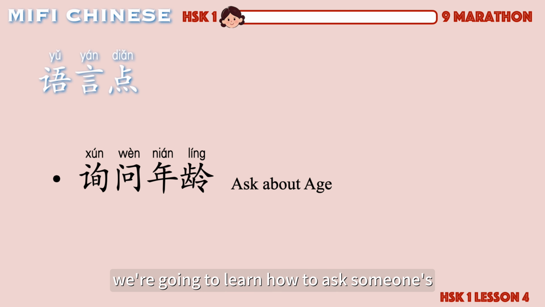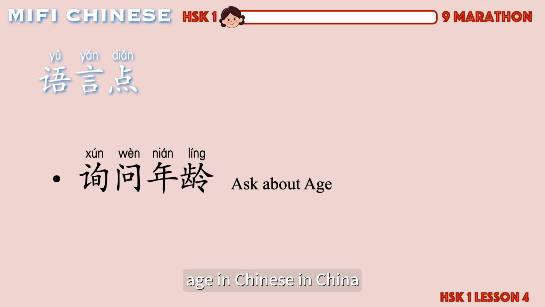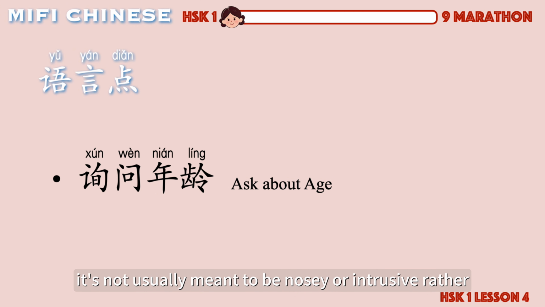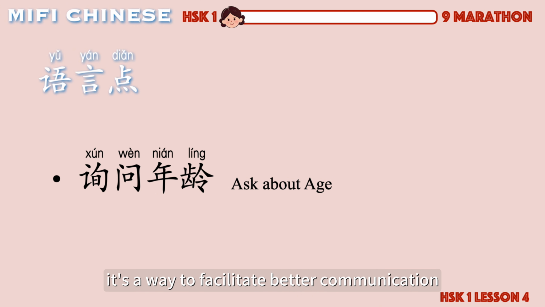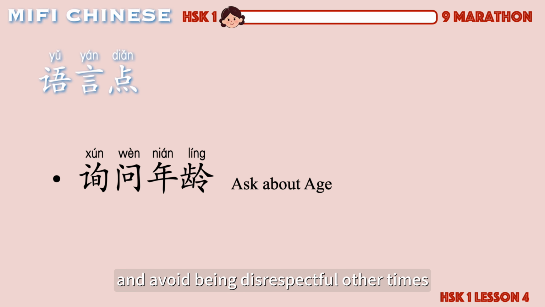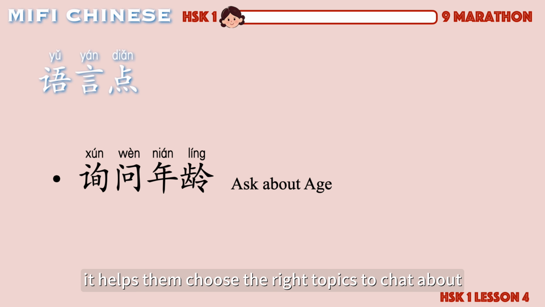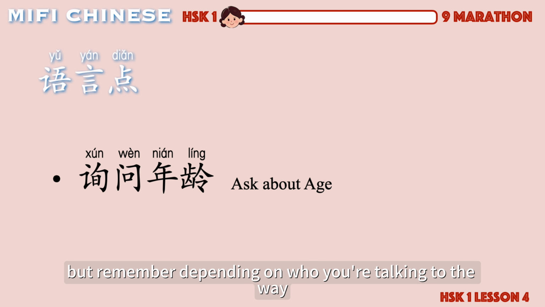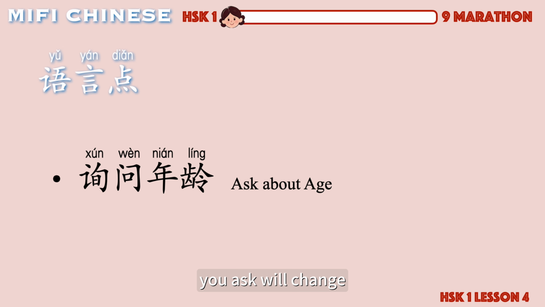In this lesson, we're going to learn how to ask someone's age in Chinese. In China, asking about age is actually a common part of daily conversation. It's not usually meant to be nosy or intrusive. Rather, it's a way to facilitate better communication. Sometimes people ask so they know the proper way to address you and avoid being disrespectful. Other times, it helps them choose the right topics to chat about. But remember, depending on who you're talking to, the way you ask will change.